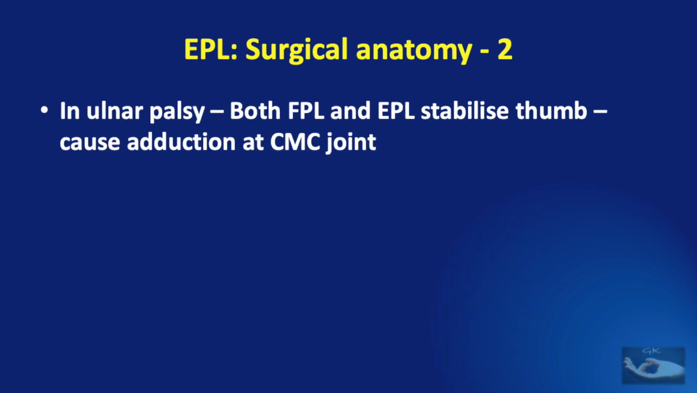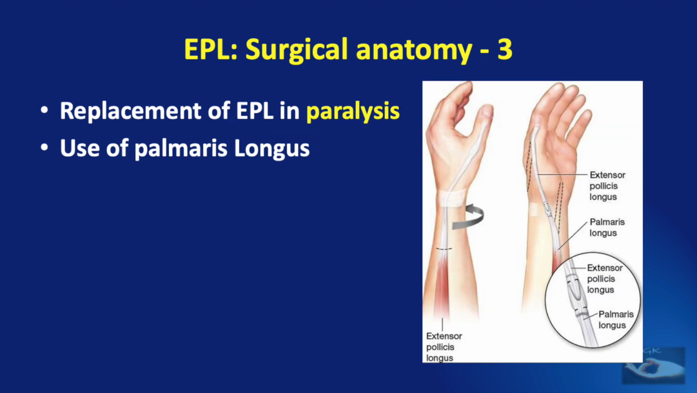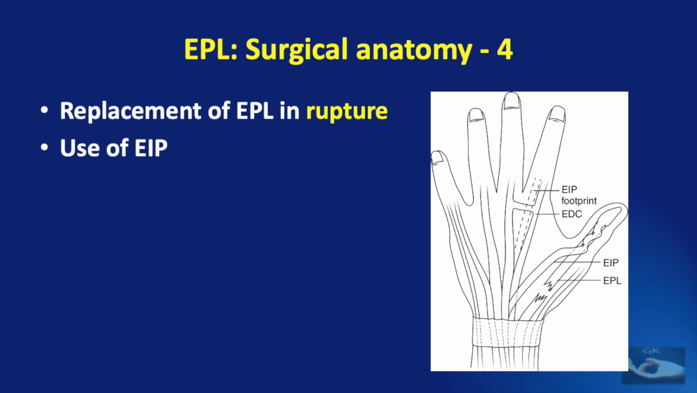In ulnar palsy, both the FPL and the EPL alone stabilize the thumb, hence there is an adduction at the CMC joint. When there is a paralysis of the extensor pollicis longus, the palmaris longus can be used as a motor to reanimate it. But in situations where the EPL has ruptured and has to be reconstructed, the extensor indicis proprius is better as a transfer.